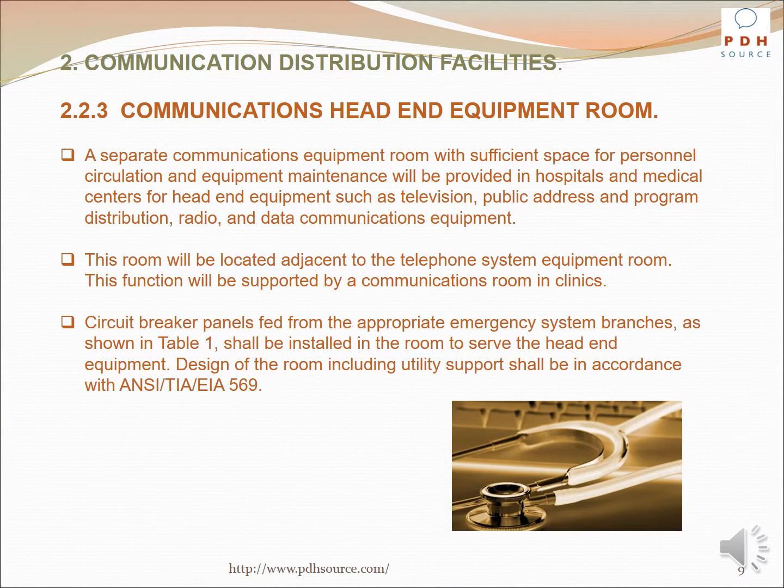A separate communications equipment room with sufficient space for personnel circulation and equipment maintenance will be provided in hospitals and medical centers for head-end equipment such as television, public address and program distribution, radio, and data communications equipment. This room will be located adjacent to the telephone system equipment room. This function will be supported by a communications room in clinics. Circuit breaker panels fed from the appropriate emergency system branches, as shown in Table 1, shall be installed in the room to serve the head-end equipment. Design of the room, including utility support, shall be in accordance with ANSI 569.